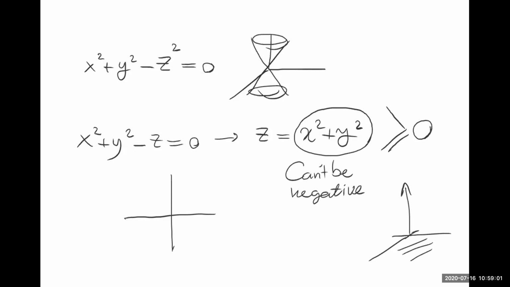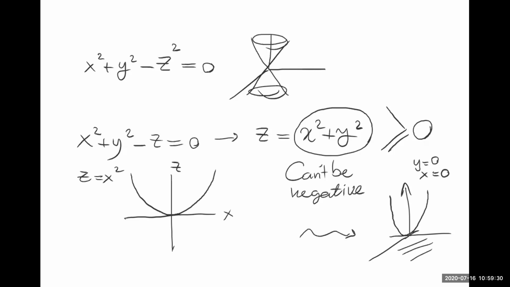And the other thing is that, remember, if we had x and z, if we had z equals x squared, it would be something like this, right? Z equals x squared would be something like this. So even here, if you look at the case where y is 0, we get z equals x squared, that would be something like this. If we look at the case where x is 0, z would be equal to y squared, which is something like this.